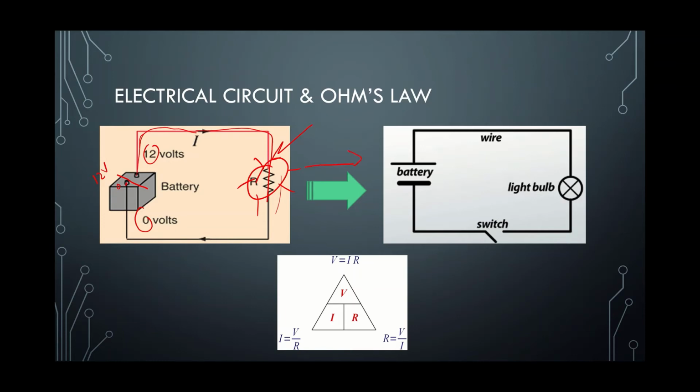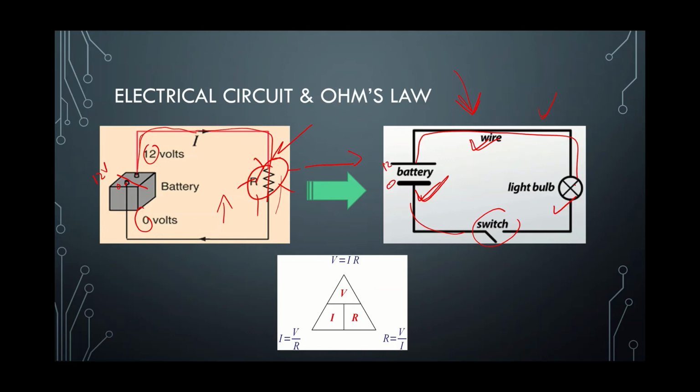Now, if we want to convert this drawing to a circuit, we can just draw the symbols of the battery, the symbol of the bulb, and the wire. Then we will end up with a circuit, and this is what we will study, the electrical circuit. So the battery has a symbol connected by a wire to a bulb, and this is a switch. Now we can study or analyze the circuit.